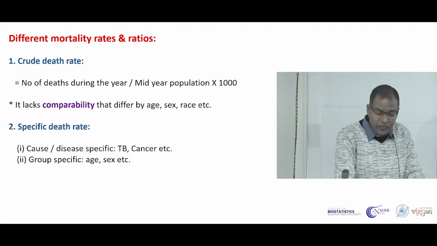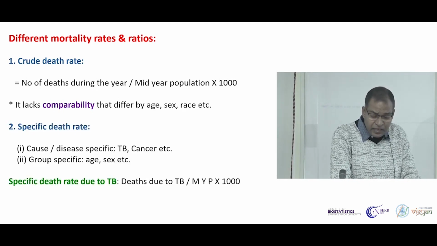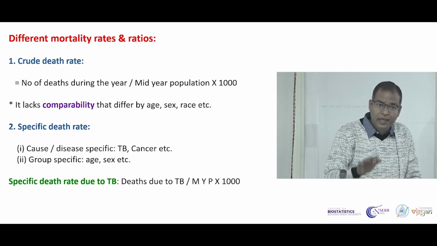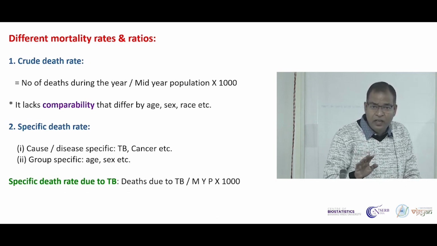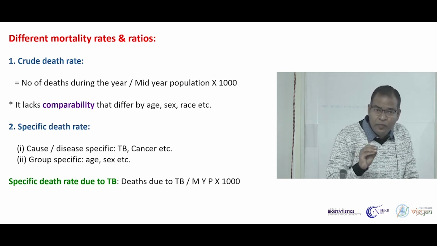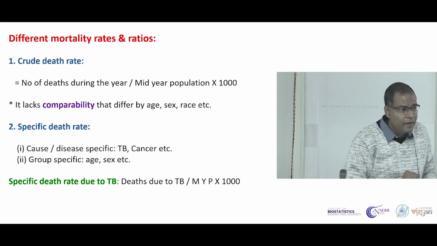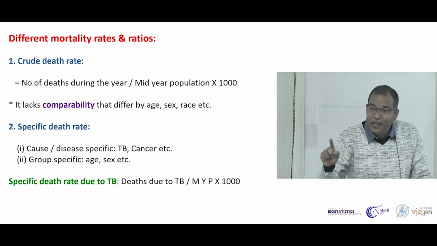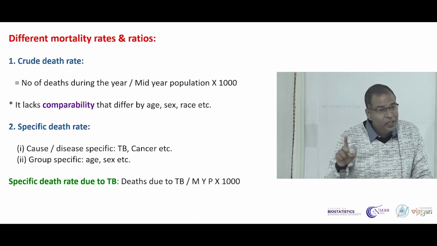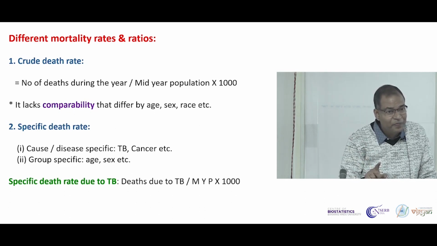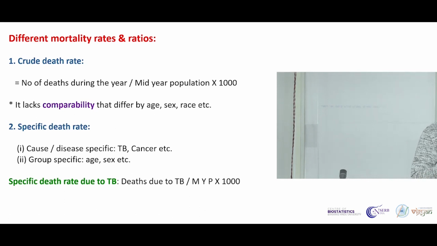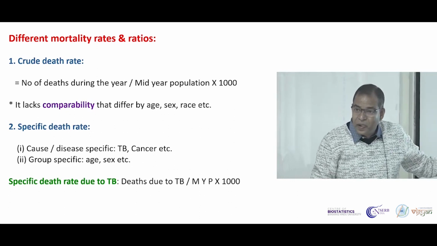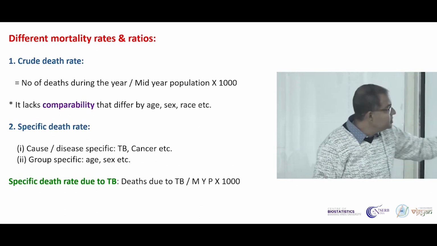Next important thing is the specific death rate. How do we calculate the specific death rate? Say for example, the specific death rate of tuberculosis in Benares. What is the numerator? Numerator is the total number of people of Benares who died from tuberculosis. And what is the denominator? Denominator is the total mid-year population. Please remember, it is not the total number of TB people who are affected. This is one of the common mistakes we have seen. So please remember, total number of deaths due to tuberculosis divided by mid-year population, just like the crude death rate.